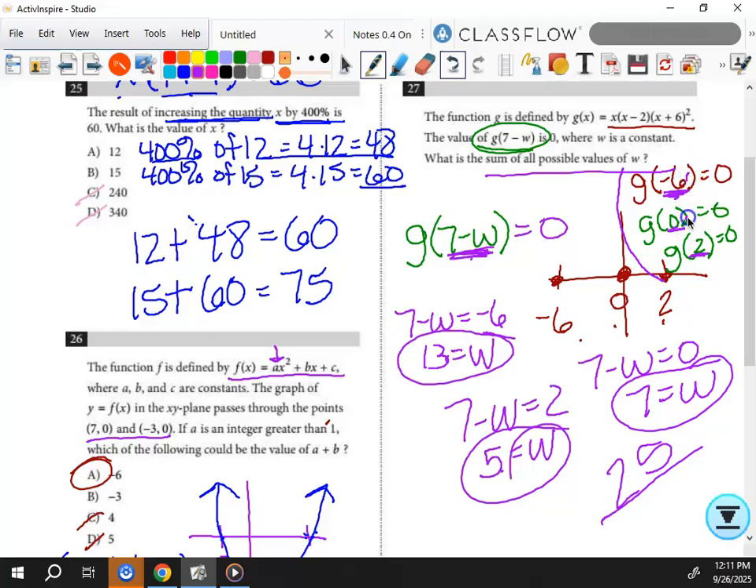Because these are my zeros, I need this to equal these numbers. Because it says g of 7 is w. This is a true statement. These are all true statements. I'm trying to figure out what w could be. It's okay. Process it, ask me a question, make it make sense in your brain.